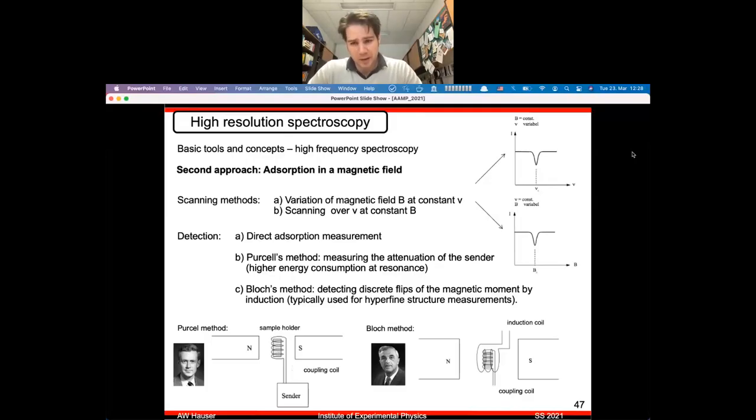I'm inducing voltage into the induction coil. I can measure a current, and this signal can be used to detect the resonance in the sample when I'm going, for example, through frequencies offered in the coupling coil. So these are the detection methods: direct, Purcell, which measures the attenuation, or Bloch's method, which directly measures the activity of flipping a spin.